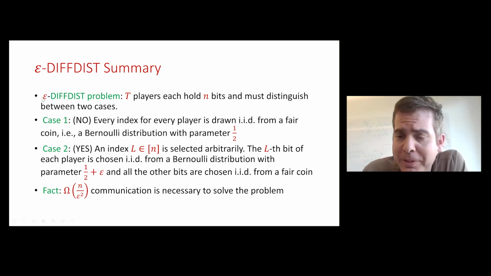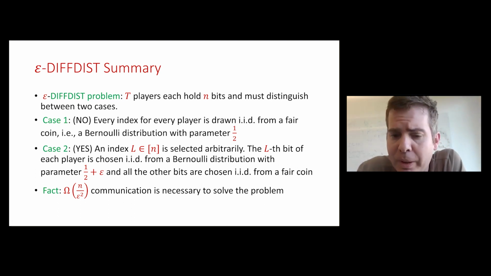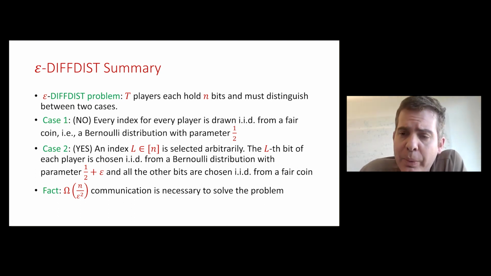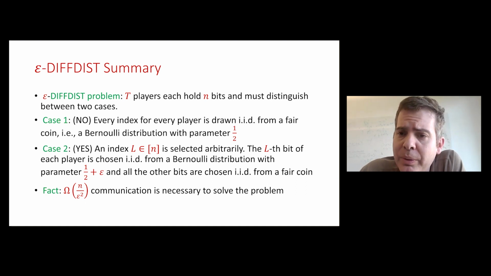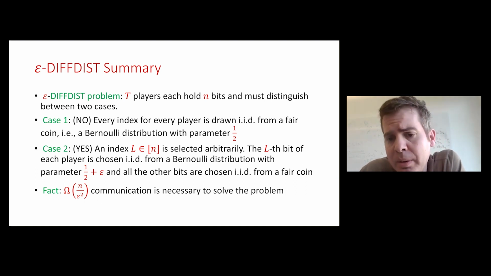Okay, so the first bullet here is just the problem again. The next 2 bullets are the cases, no and yes. And just by using this framework, you can get an n over epsilon squared communication lower bound. Okay, what do you do with it? Now, when I ask what do you do with it: why is distinguishing the no instance from the yes instance equivalent to coming up with a low regret algorithm?